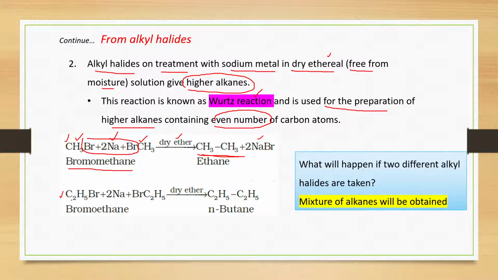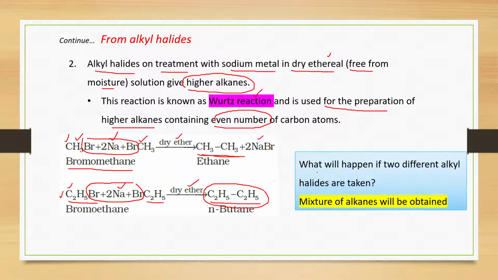This is one molecule of bromoethane, C2H5Br. This is another molecule of bromoethane, C2H5Br. It reacts with sodium in the presence of dry ether, and again 2 units of NaBr are removed, and this will convert into normal butane, C2H5, C2H5, or we can say C4H10. Once again, you can check the number of carbon atoms. In each molecule of bromoethane, 2 carbon atoms are there, but in the product, 4 carbon atoms are there.